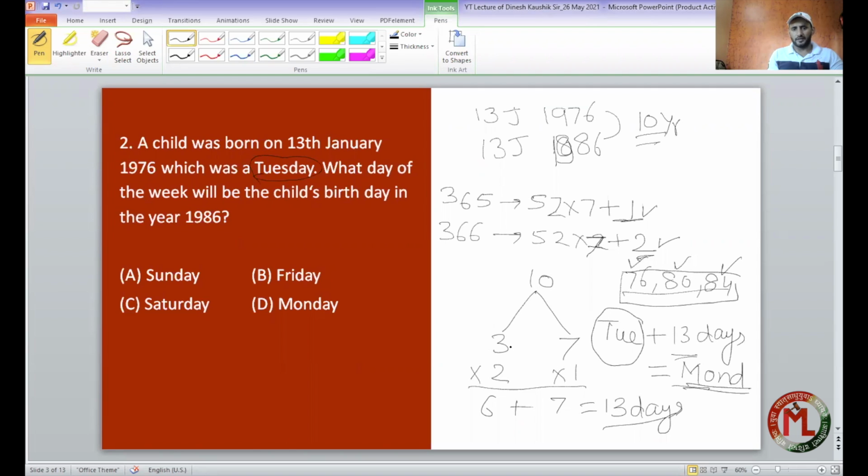So a leap year has 2 extra days. So 3 leap years will have 3 into 2, 6 extra days. 7 non-leap years, each year has 1 day extra, so 7 will have 7. 6 plus 7, 13 days. So we are talking about a day of the week which will fall 13 days after Tuesday. So Tuesday plus 13 days will be Monday. I hope it is clear.